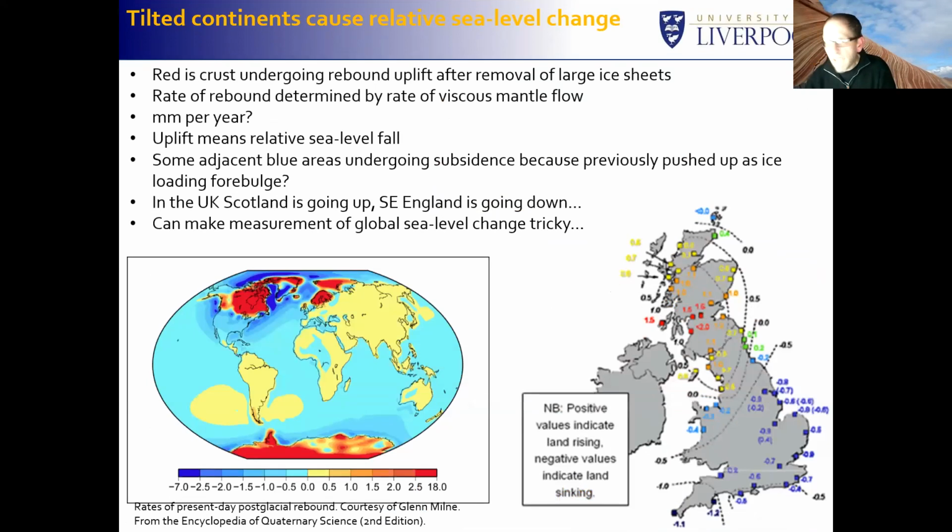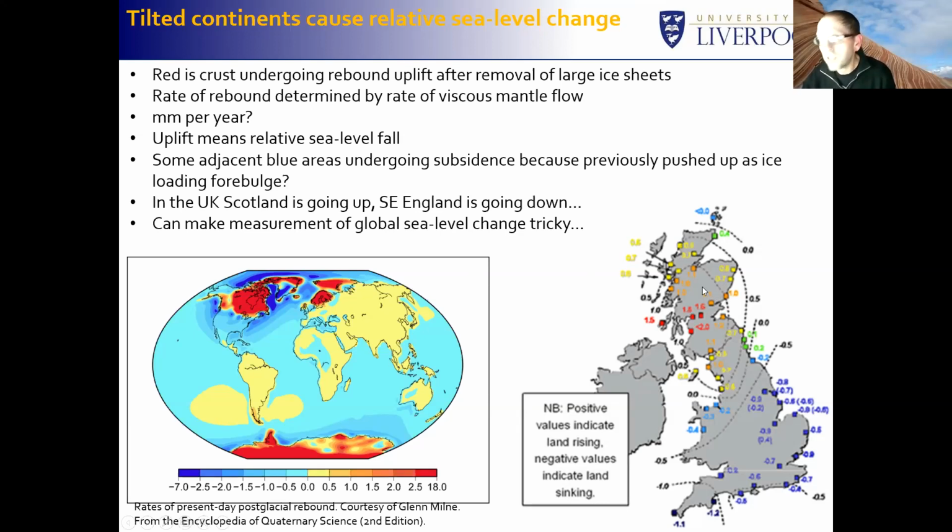And as ice has been removed off the UK, there's been an isostatic rebound. Basically means Scotland is going up and England is going down. Okay, could probably make comments about Scottish independence and so on, but that would be probably a bit political. Shouldn't do that really on a Wednesday evening. So Scotland is going up, Southeast England is going down because of isostasy, right?